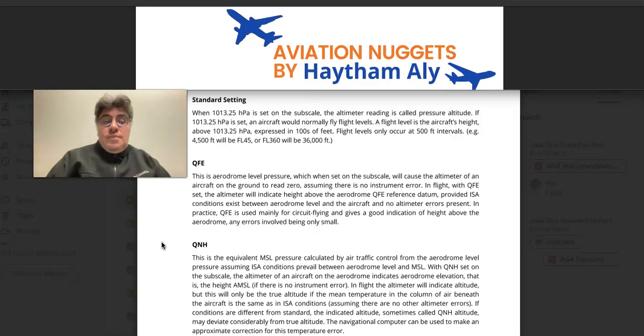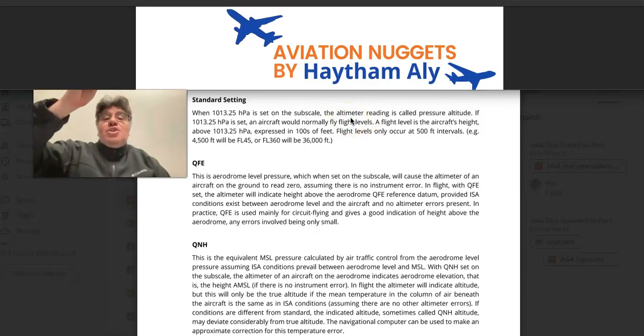So, the standard setting is the altimeter pressure setting that will show a vertical distance, which is a pressure altitude or a flight level. That will happen when 1013 hectopascal is set on the subscale. The altimeter reading is called the pressure altitude, everybody. If 1013 hectopascal is set, an aircraft would normally fly flight levels, when you need to fly flight level after you pass the transition altitude. In that case, the main concern is the vertical separation between you and the other traffic.